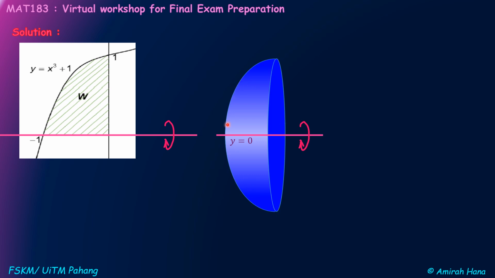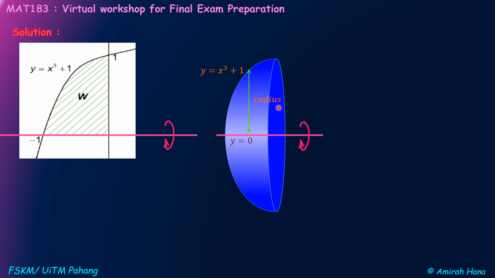Dia akan jadi macam bowl. Tapi bowl tu dia tak ada lubang. Dia bukan hollow object tapi solid object. Right? And then yang ni adalah kita punya curve tadi. Curve yang asal. And then kita punya radius adalah yang ni. The distance between curve and axis of rotation. This is the radius. Right?